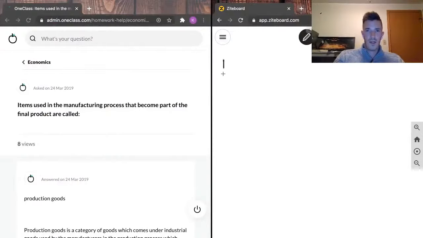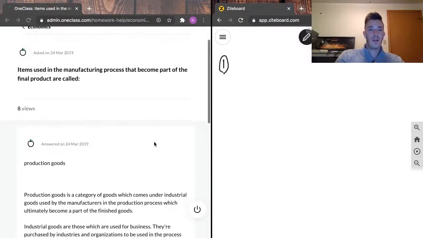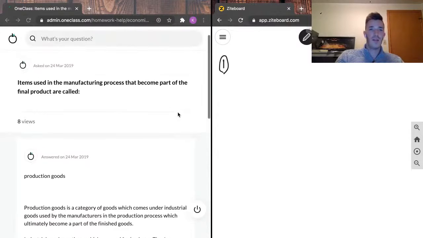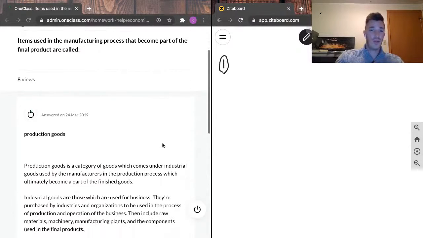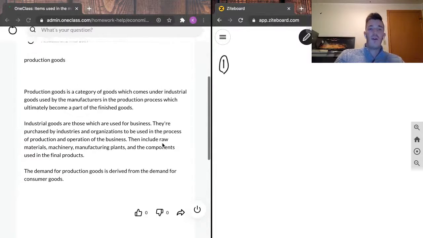First question reads as follows. Items used in the manufacturing process to become part of the final product are called, and what our junior tutor has written is production goods, which is correct. And they followed that up by writing that production goods is a category of goods which comes under industrial goods used by the manufacturers in the production process, which ultimately becomes a part of the finished goods. Another word for this might be intermediate goods or intermediate inputs.